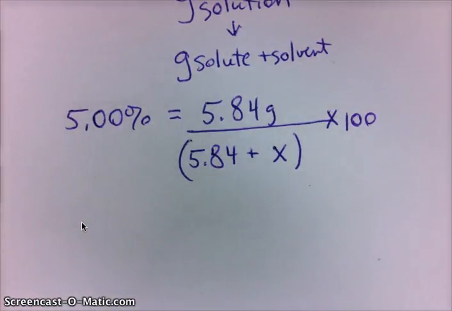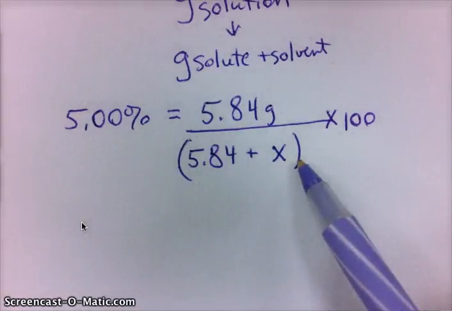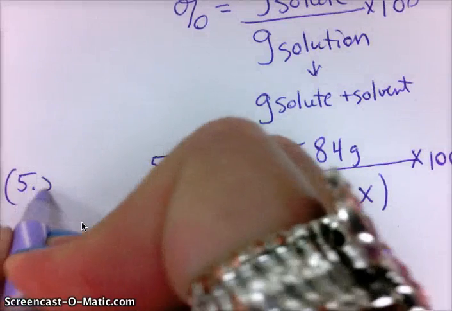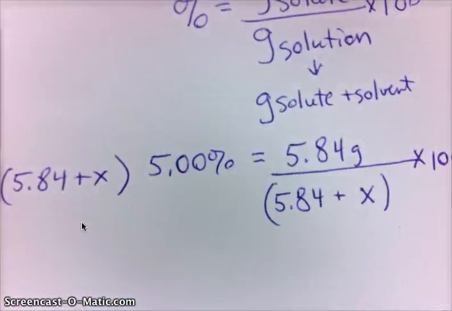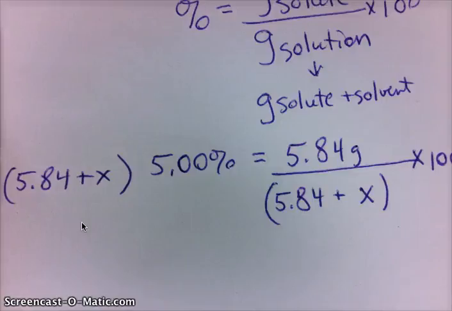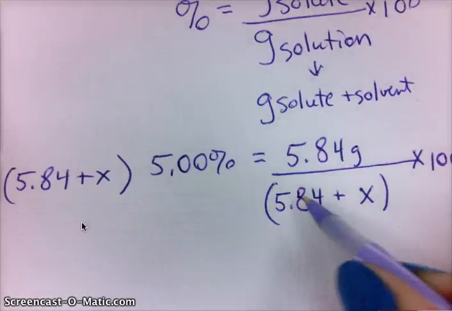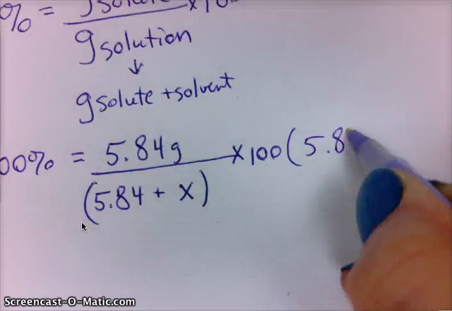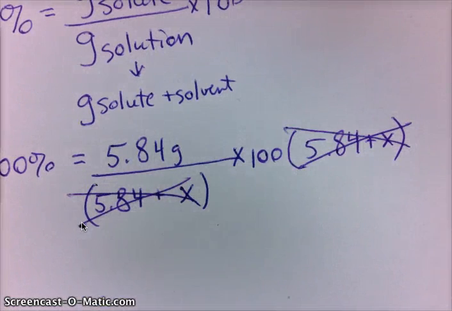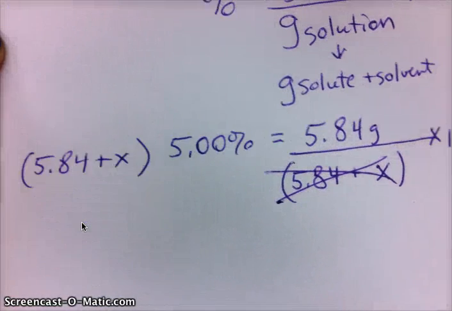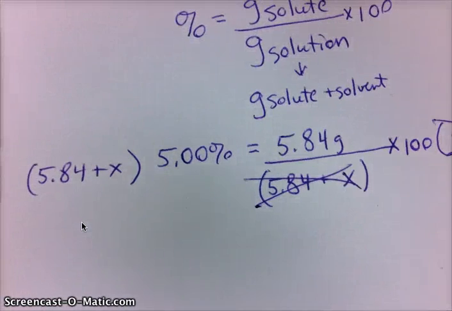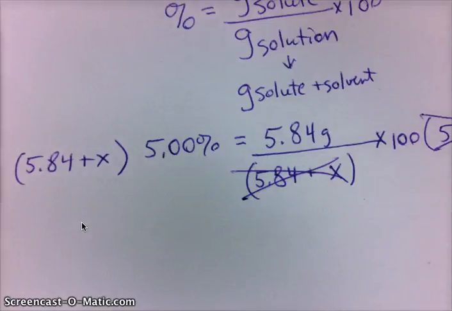First thing I'm going to do is get the 5.84 plus X factor out of the denominator by multiplying it on both sides. 5.84 plus X times 5 will equal 5.84 times 100. And so this has now been multiplied on both sides, and thus it cancels out because both sides were multiplied by that factor. And so I'm left with this. 5.84 plus X times 5 equals 5.84 times 100.